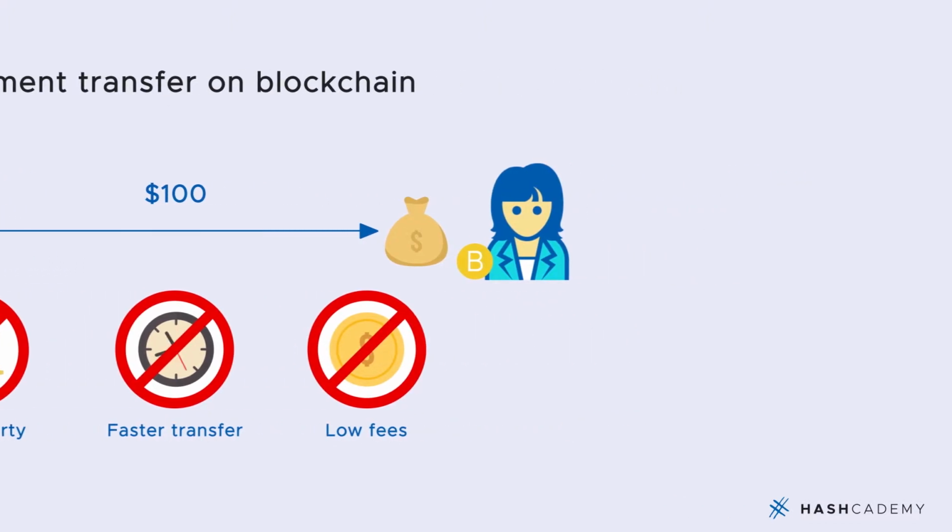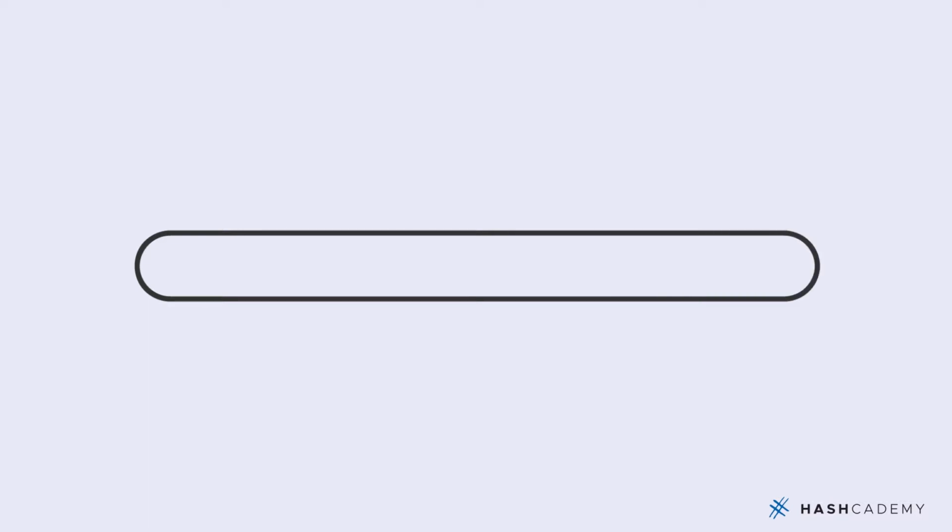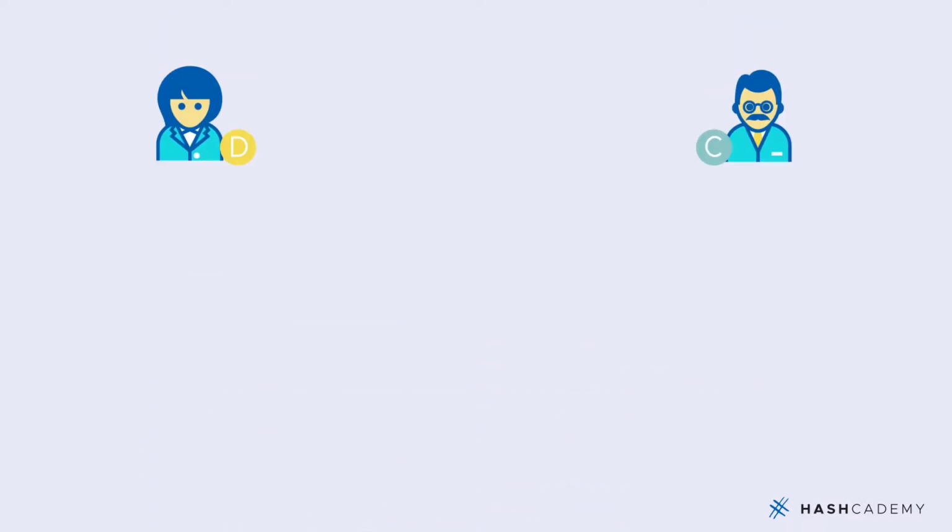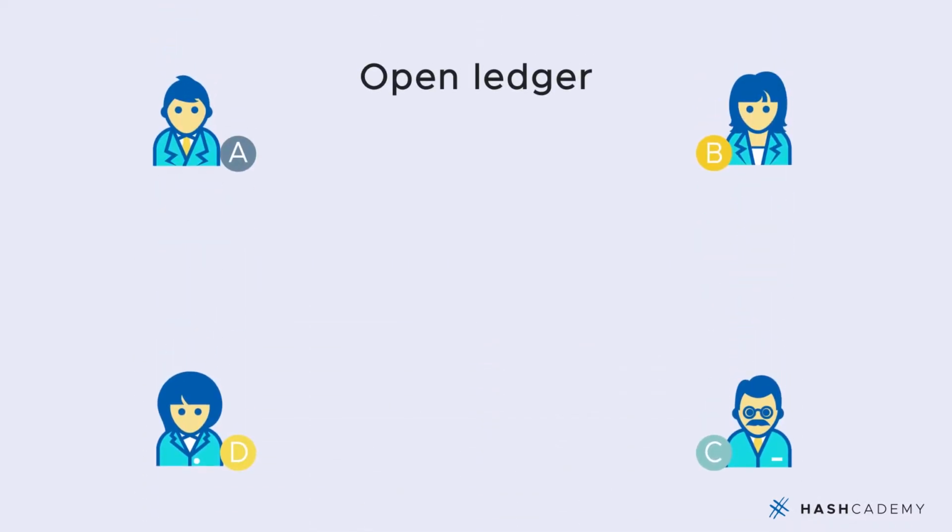Let us dive into how blockchain addresses this in a payment transfer scenario. We'll be going through 3 key principles. The first principle we'll talk about is the concept of open ledger. Let us take an example where 4 people want to transfer money between one another in the form of Bitcoin. To keep it simple, we'll note the monetary amounts in dollar terms.